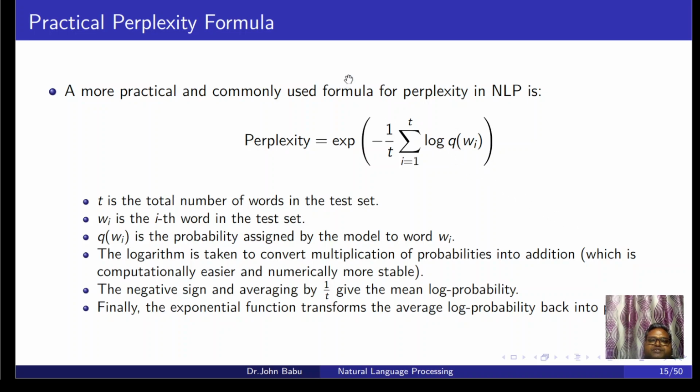And generally, perplexity is calculated from the formula e to the power of minus 1 by t sigma log q of wi, where q of wi is the probability assigned by the model to a word wi. So wi is the ith word, t is the total number of words in the test set. So this formula is used to calculate the perplexity. Higher the perplexity, lower the performance. Lower the perplexity, higher the performance.